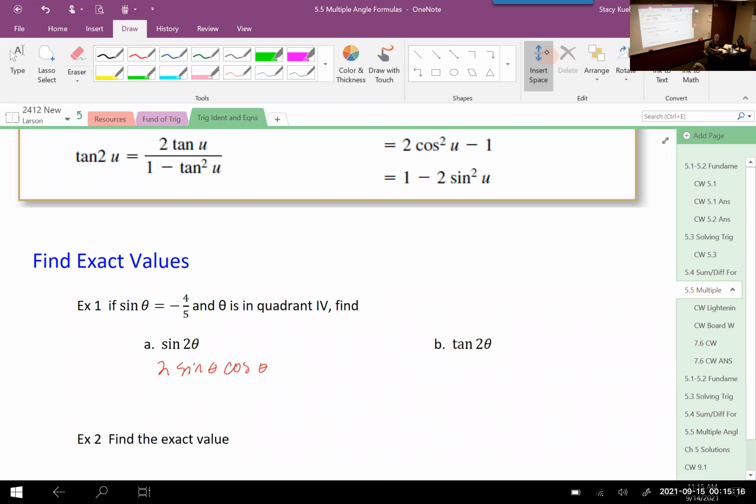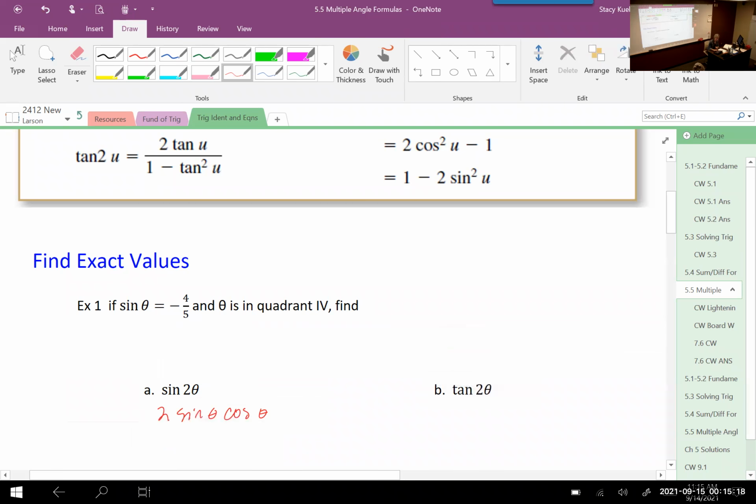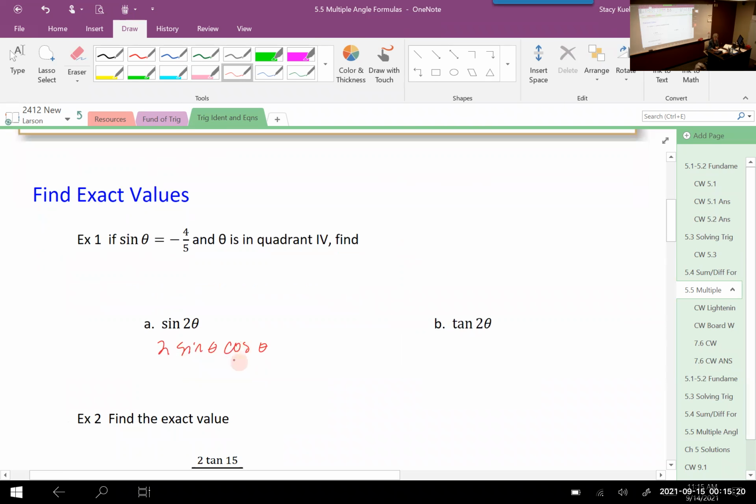So I'm going to use what was given to figure out what cosine theta is, to then plug it into the identity, similar to what we were doing the other day. So basically let's put the sine in a triangle, find the missing side, and then find the cosine.